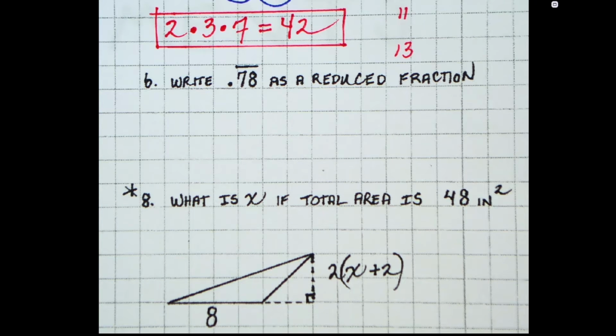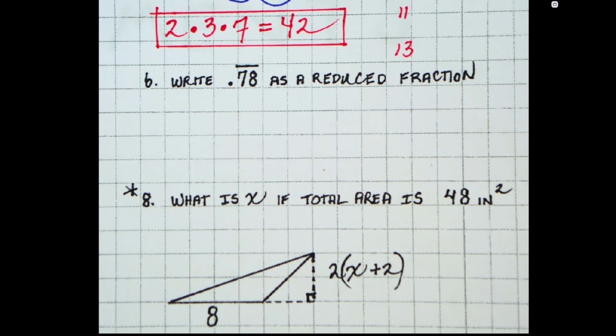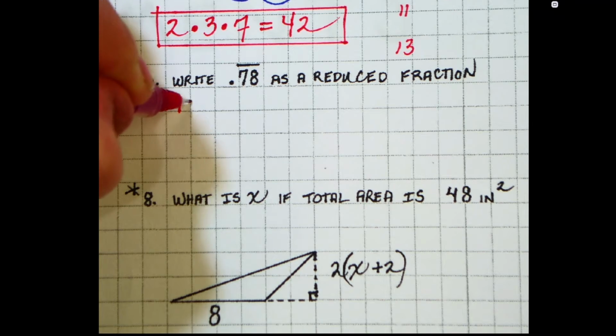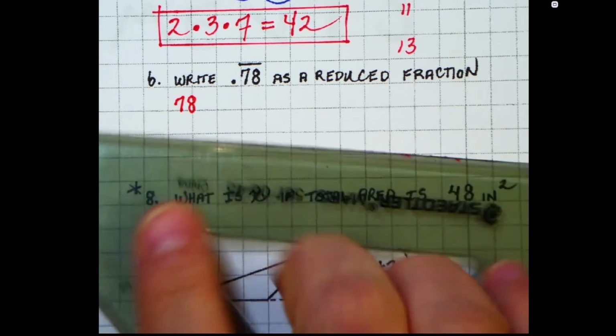The most common mistake people made here, people made a good faith effort. The most common mistake people made is to write it over 100, okay? That's a mistake. And that's a mistake because it's a repeating decimal. So we can't write it over 100, we have to write it over 99. And that was the most common mistake. So let's just write 78 over 99.